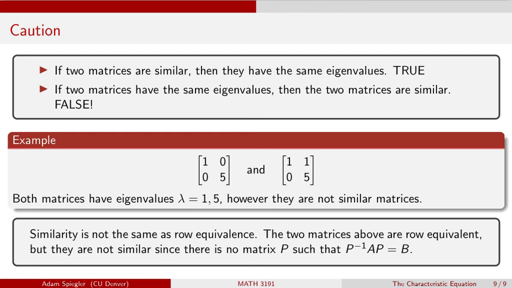So similarity is a totally different condition that relies on finding some matrix P so that P inverse times A times P gives us the other matrix B back. Row equivalence is based on whether or not we can perform elementary row operations on one matrix to rewrite it in the form of the other.